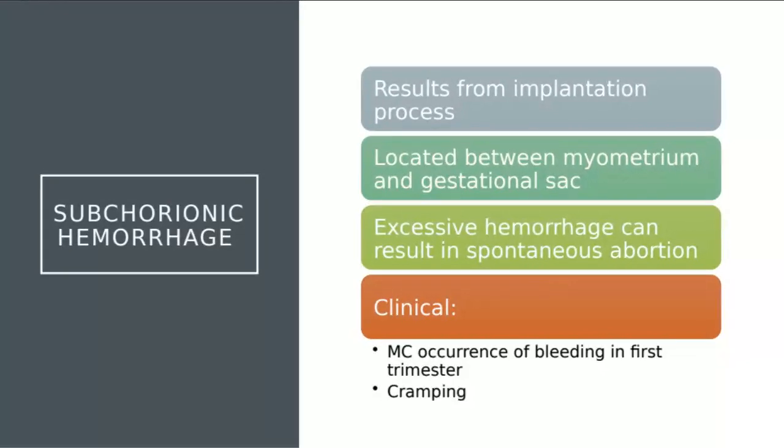Clinically, this is going to be the most common cause of bleeding in the first trimester. This is, again, very common. We see a lot of women come in with first trimester bleeding. It's extremely nerve-wracking. This is usually going to be the culprit. We also do see cramping in these patients as well.